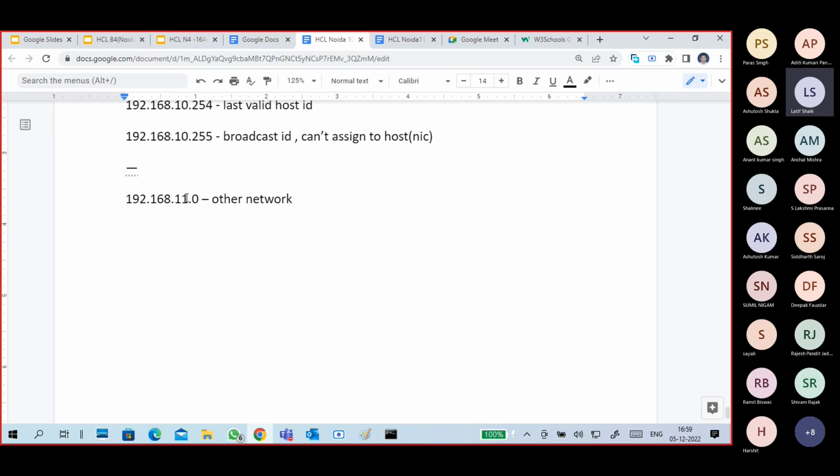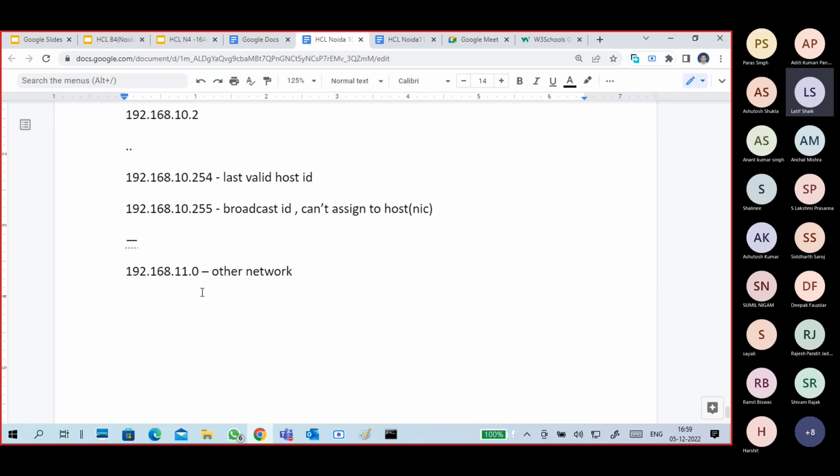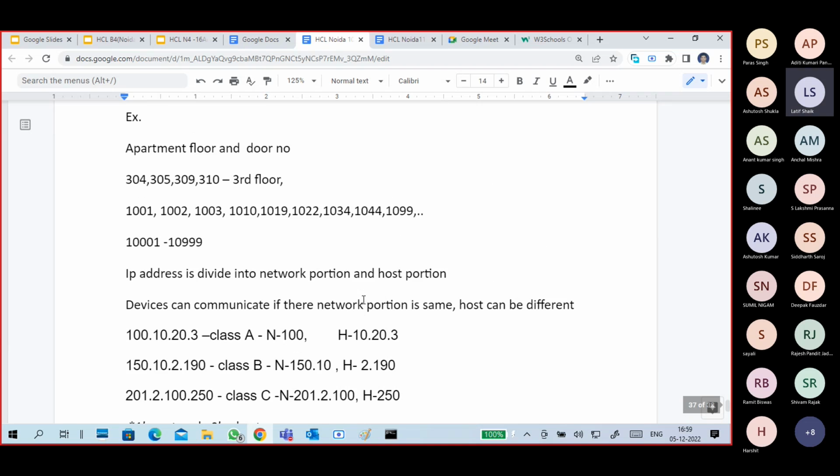Even if I take 11, right? In this one, 11 also 254 devices: 11.1, 11.2, 11.3, up to 11.254, 11.255. So 0 we don't use, 255 we don't use. So 1 to 254, totally 254 devices we can connect in this network. But this is a different network from here. Both are class C, but they are different networks.